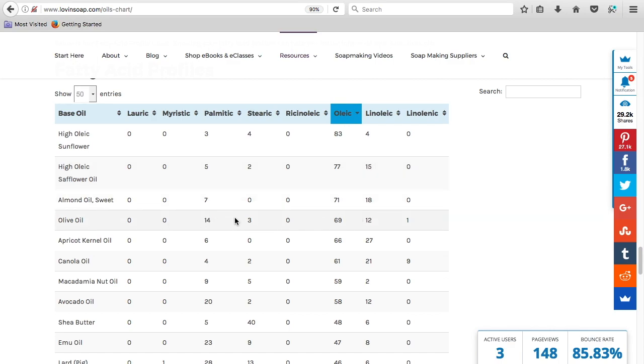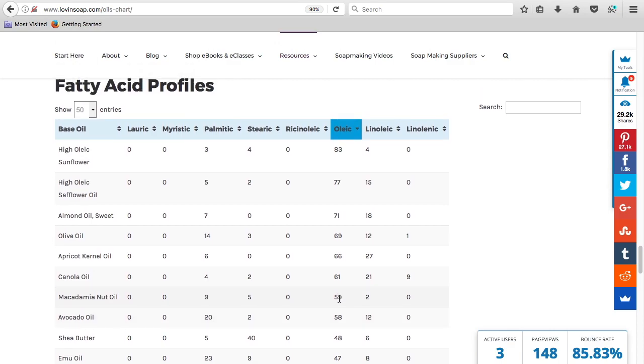You can also just simply use some more olive oil. You're probably already using olive oil in the recipe, but you can just substitute more olive oil for the sweet almond if you don't have it. You can also do some apricot kernels, some canola, even down to macadamia. I even sometimes substitute avocado. Any of these liquid oils have very similar properties, okay?